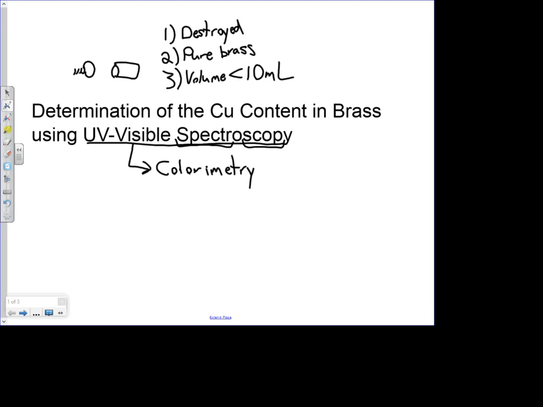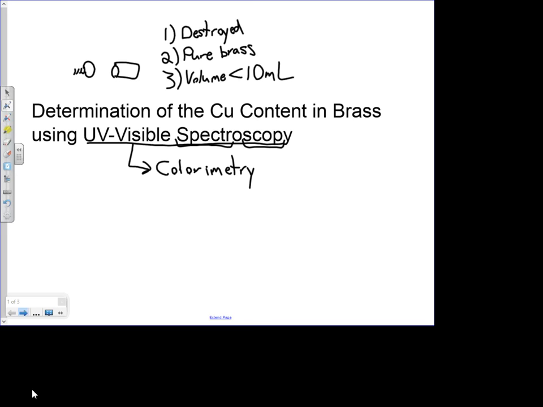And in chemistry, there are a lot of different kinds of spectroscopy. The one we'll be focusing on in this lab is UV visible spectroscopy. So we're going to be looking at the ultraviolet and the visible parts of the electromagnetic spectrum. Now, since another word for visible light is color, we can also call UV visible spectroscopy colorimetry. So we're going to be using the colorimeters for that.